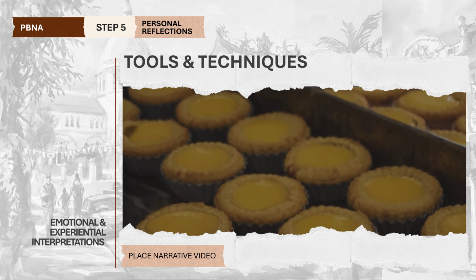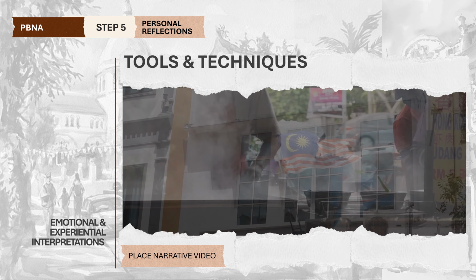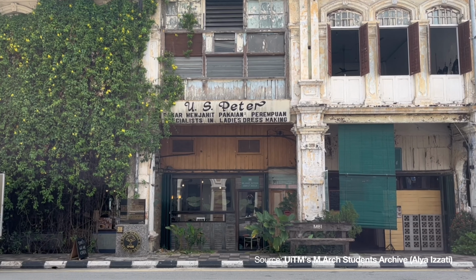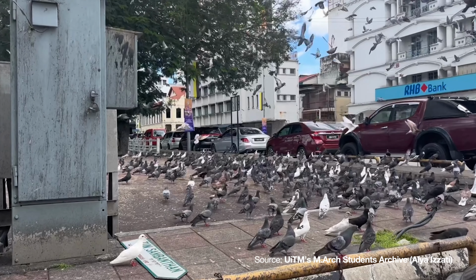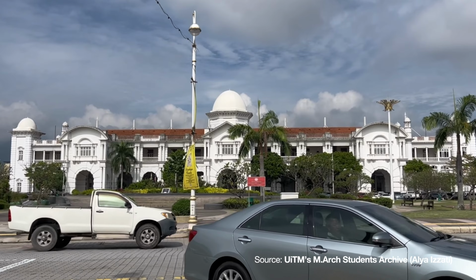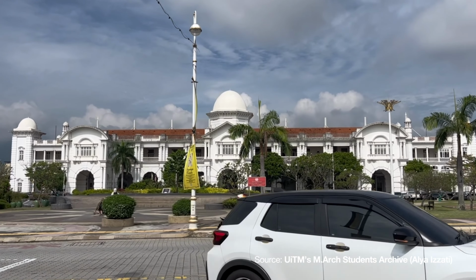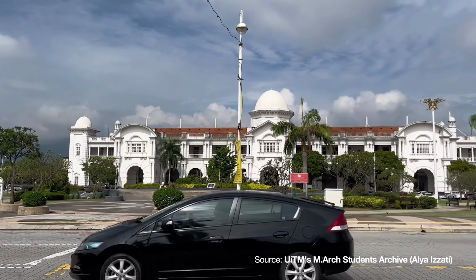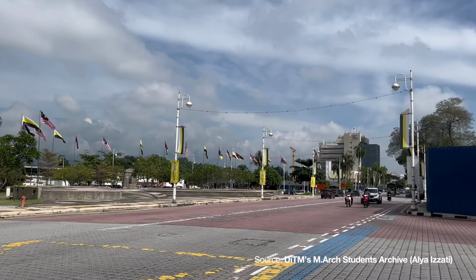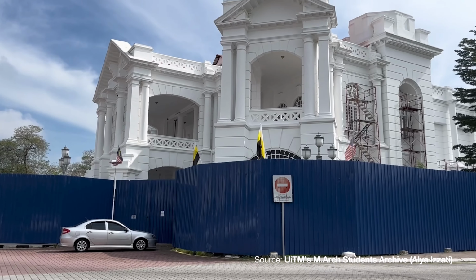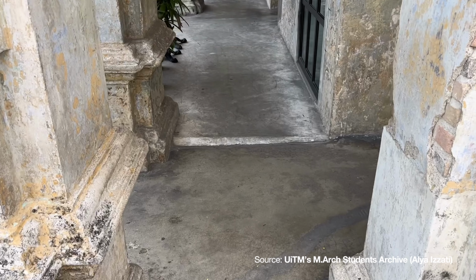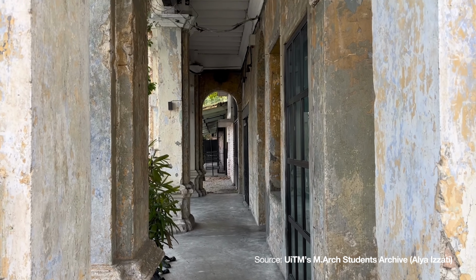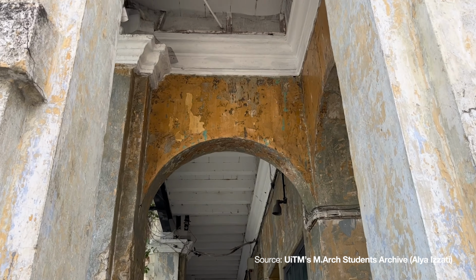To express this, we use one powerful tool, the place narrative video. Each student creates a short 3 to 5 minute video, part documentary and part diary. It weaves together photos and clips from their site visits, snippets of interviews and oral histories, their own voice, reflections, questions and emotions, and the sound of the place, footsteps, street chatter, the call to prayers, and even silence. There are no strict rules, just one goal: to tell the story of the city as you have experienced it.